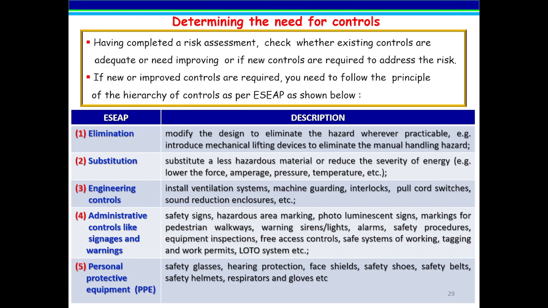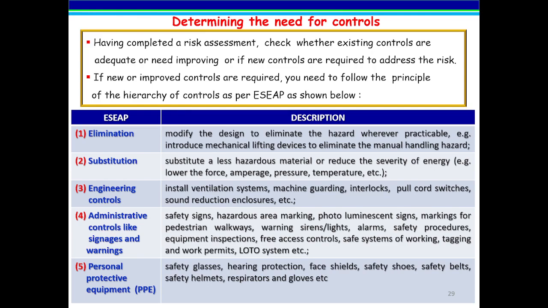Determine the need of controls. During the risk assessment activities, check the effectiveness of existing control mechanisms for the identified hazards. If not effective, improve them or introduce new controls as per the hierarchy of controls as per ISO 45001. That is, first focus on elimination or modify the design. Next in the hierarchy is substitution, that is, substitute with less hazardous material or reduce the severity of energy.